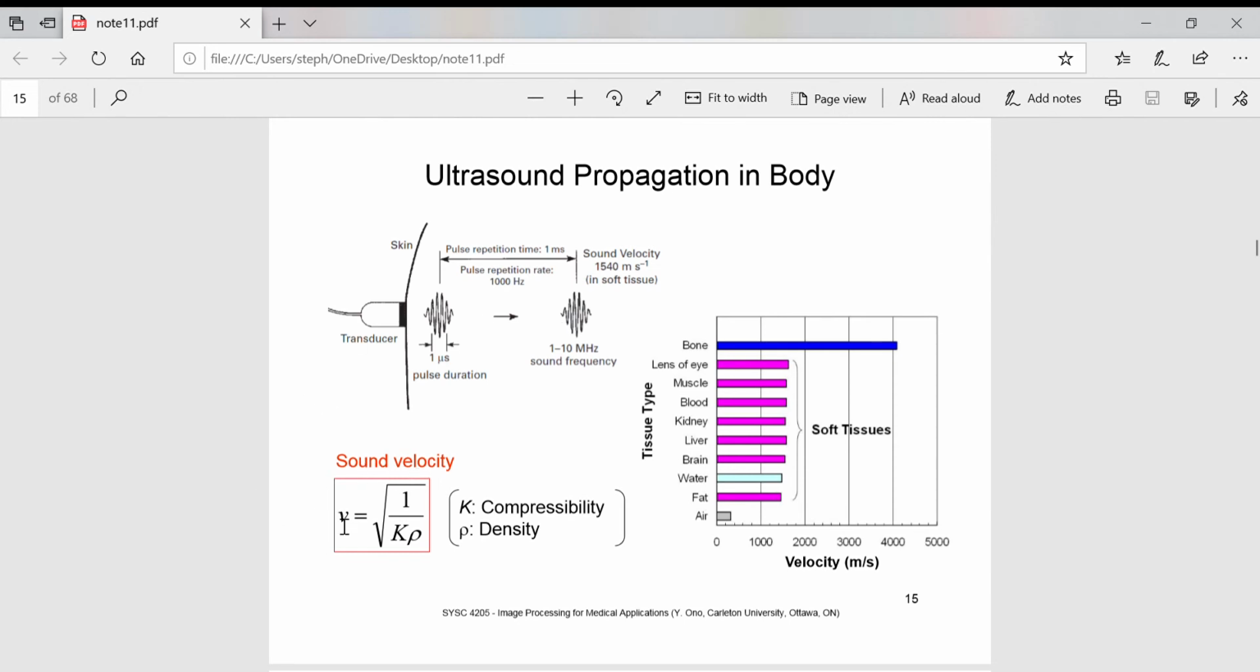Our sound velocity is going to be this equation here. It's the square root of 1 over Kρ, where K is our compressibility and ρ is our density of each of these specific materials.